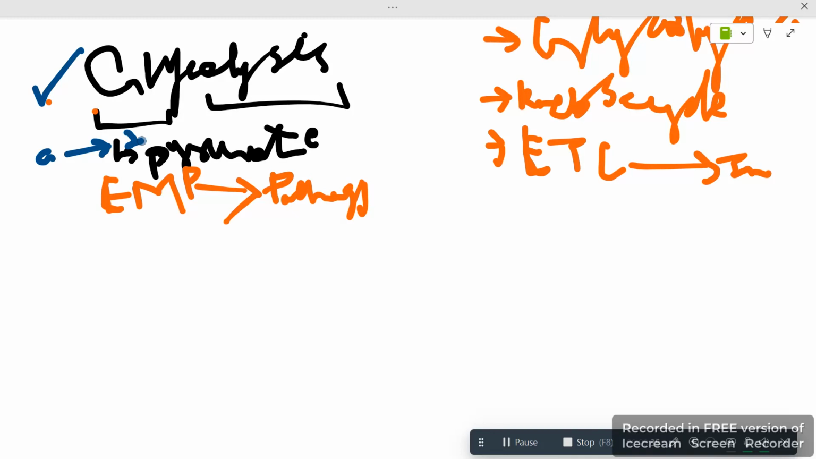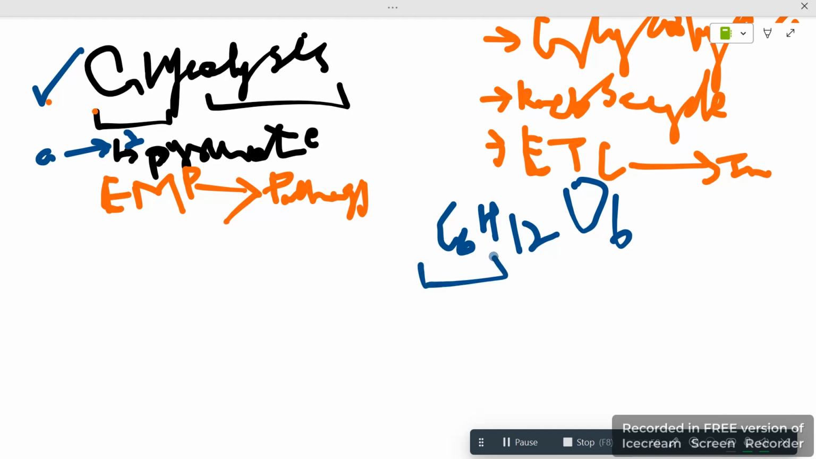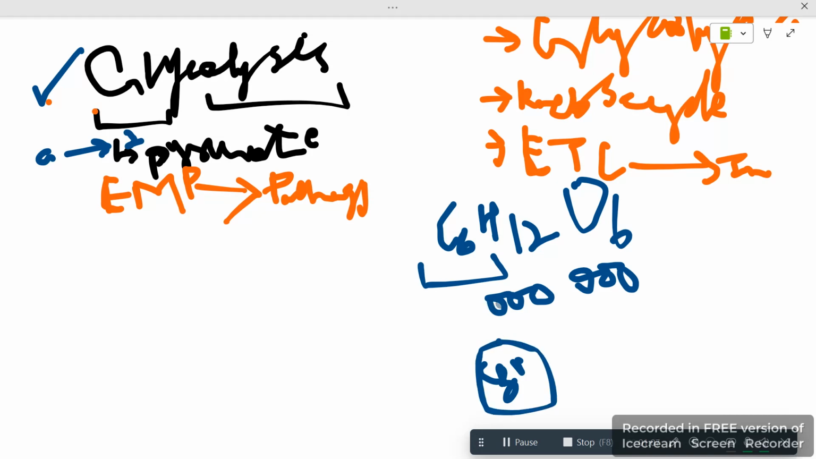That is two pyruvate, because glucose has the formula C6H12O6. Even if you don't know the formula, you should know the carbon count, six. When it breaks down into 3 and 3, and the pyruvate formula is C3, C3 plus C3 forms C6. So that's why when glucose breaks down, it forms pyruvate, which is the end product.